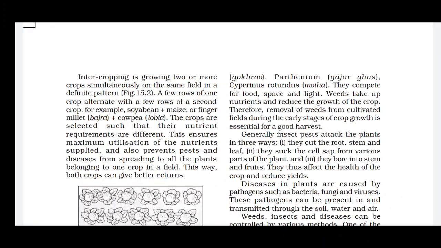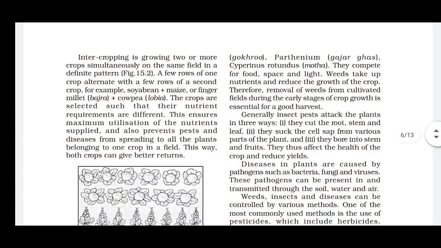The two crops must need different nutrients from each other to be selected for intercropping patterns. For example, soybean and maize, finger millet and cowpea. Advantages of intercropping are that it ensures that the maximum nutrient is utilized by the crops and it will give better output of the crops. It prevents the spread of pests and diseases to all the plants of one crop in a field. Both the crops will give better return, that is, better output will be obtained from both crops.